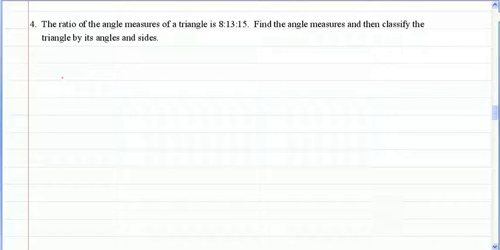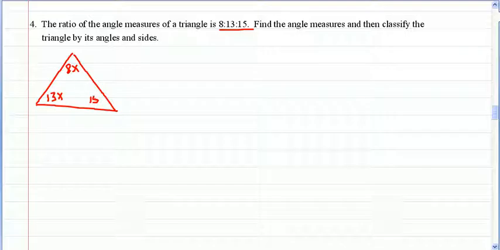For number 4, the ratio of the angle measures of a triangle is 8 to 13 to 15. Before I read on, I'm just going to draw a triangle, and because we're given angles that represent a ratio, I'm going to add x's next to each of those numbers and write the angles as 8x, 13x, and 15x. You can put them in any angle you'd like, as long as you include the x.